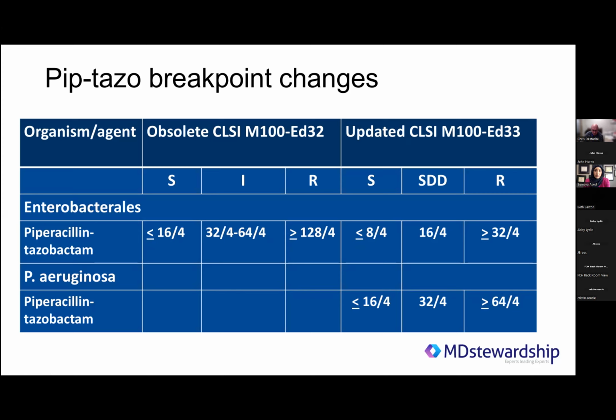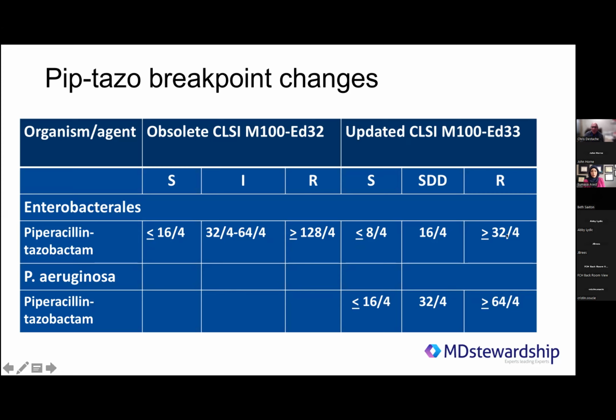And there were some clinical data, obviously, from the Marino trial that showed that if patients received the drug and had MICs that were greater than or equal to 32/4, they had an increase in odds of 30-day mortality compared to patients with pip/tazo MICs that were less than 16. And so that was some of the clinical data that led to this change.